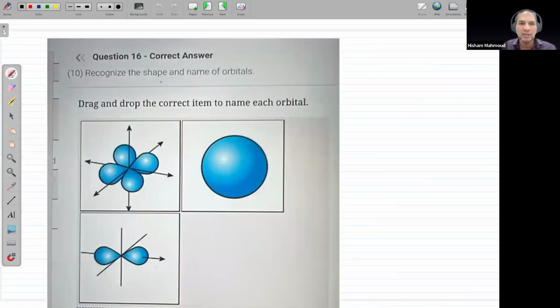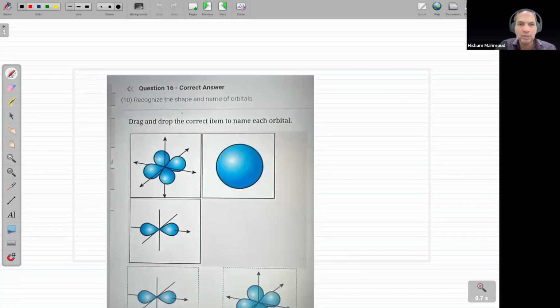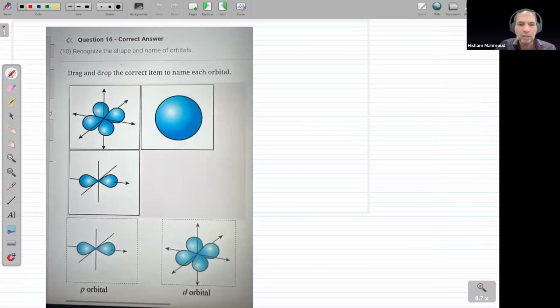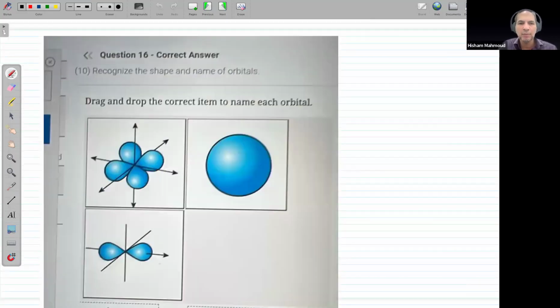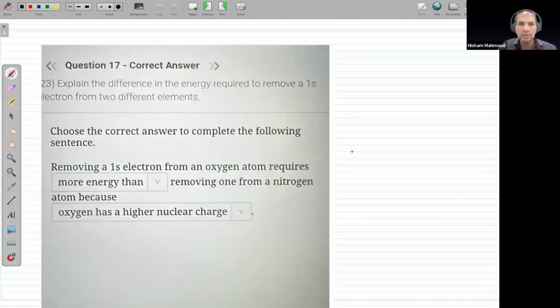The next question, number 16: drag and drop the correct item to name each orbital. You know that the s orbital is spherical, and the p orbital is dumbbell shaped. And this year they have decided to add the shape of the d orbital as well. So this is the d, that's the s, and that's the p.